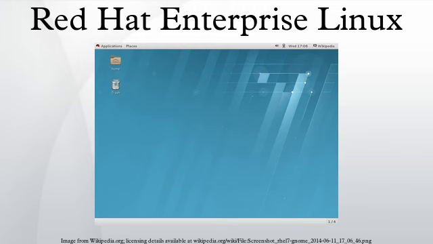RHEL 7, Red Hat Enterprise Linux 7 is based on Fedora 19 and upstream Linux kernel 3.10. The first beta was announced on December 11, 2013, and a release candidate was made available on April 15, 2014. On June 10, 2014, Red Hat Enterprise Linux 7 was officially released. Red Hat Enterprise Linux 7.0, June 10, 2014, uses Linux kernel 3.10.0-123.